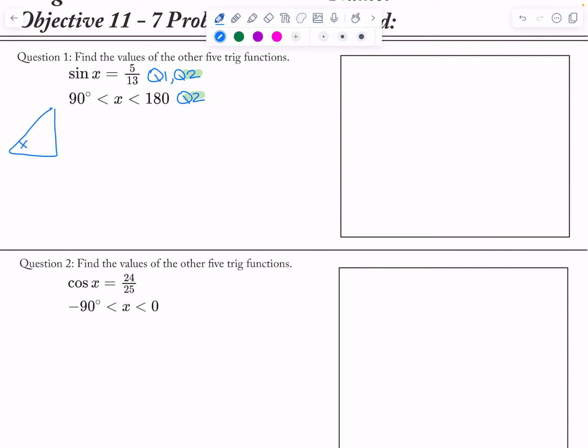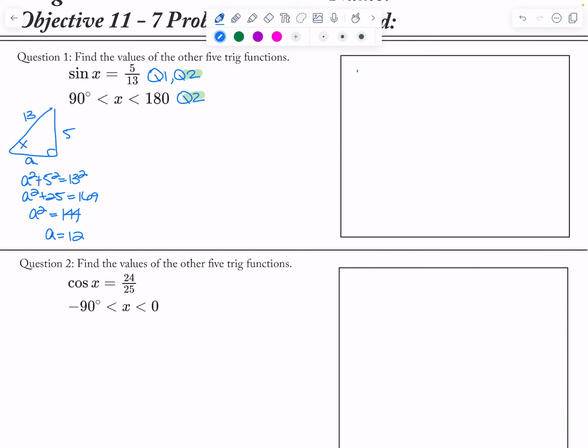I have my x. My opposite side is 5. My hypotenuse is 13. So I don't know what a is. So a squared plus 5 squared is equal to 13 squared. So a squared plus 25 is equal to 169. A squared is going to be equal to 144. So a is equal to 12.